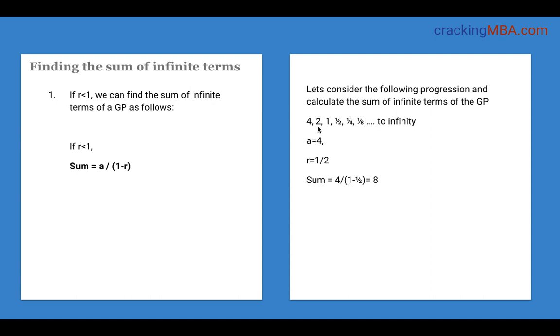Calculate the sum of a GP which is as follows: 4, 2, 1, 1/2, 1/4, 1/8, and so on up to infinity. Here a is equal to 4, r is equal to half, so the sum is simply 4 by 1 minus r, which is 4 divided by 1 minus half, which is 8.